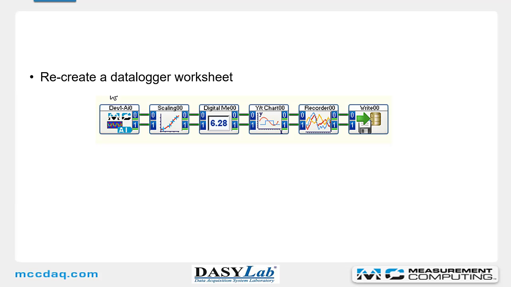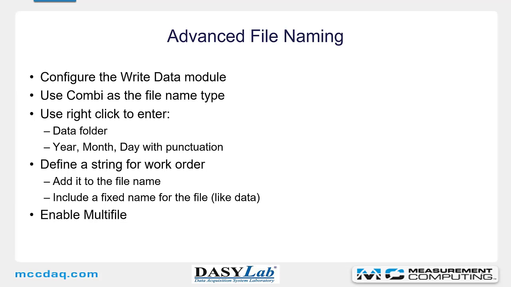So we're going to recreate the data logger worksheet, and then we'll configure the file name where we use combi as the file name type. We'll right-click to enter the data folder from DASYLab, and then we'll use year, month, day with punctuation. I'll define a string for the work order number. I'll add it to the file name, and then I'll include the fixed name for the file. I've typically used data, and then I'll enable multi-file.